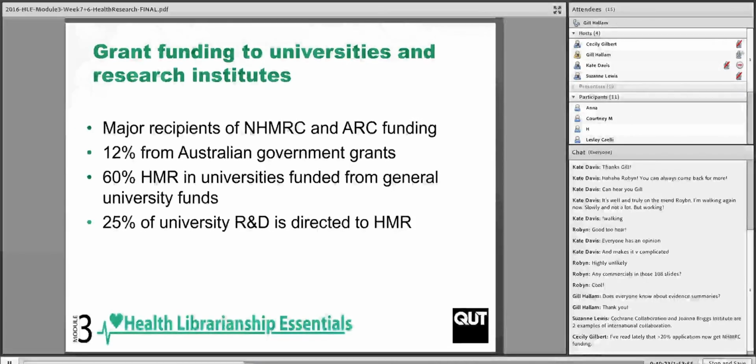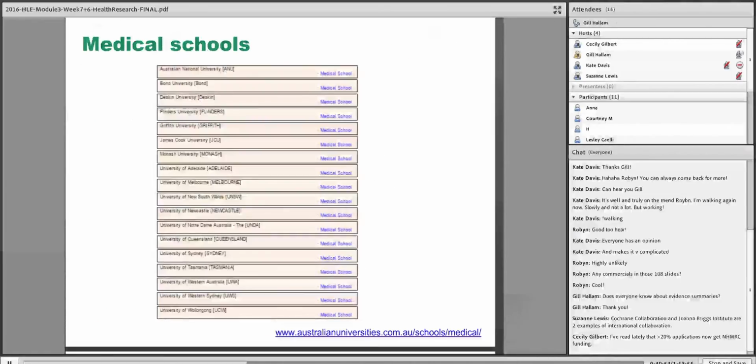So where do NHMRC and ARC push their funds out to? Very much the universities and the research institutes, of course. So there's a balance. The universities need to get funds from other areas as well, but it's arguably said that 25% of university research and development activity goes to health and medical research. And therefore, as funds get cut back in universities, it becomes more important that it is available.